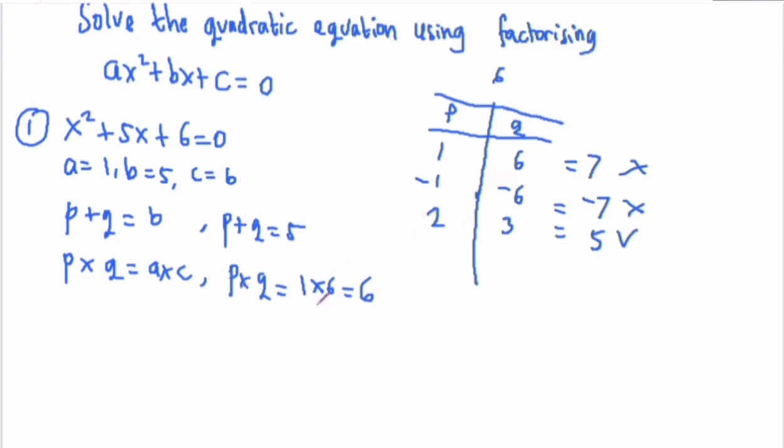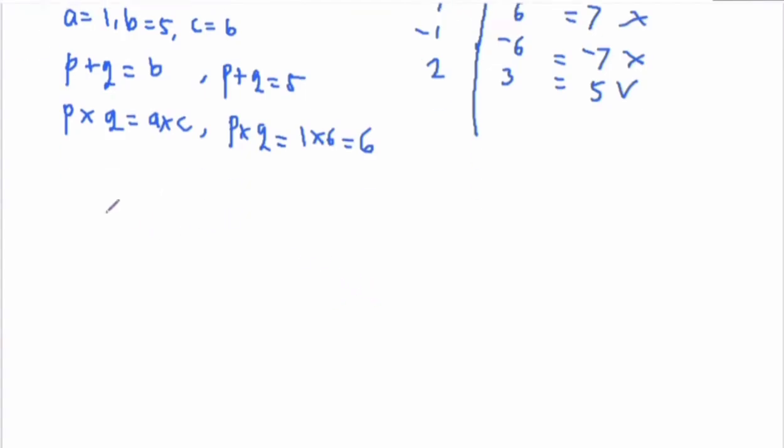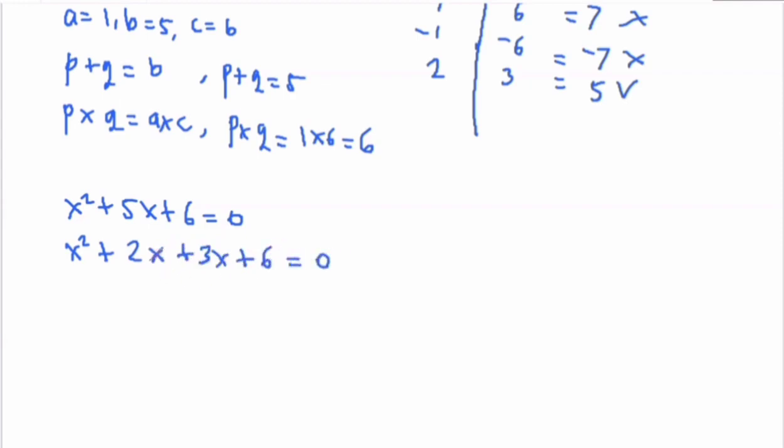After that, from the equation x squared plus 5x plus 6 is equal to 0, with 2 and 3, we can change this equation to x squared plus 2x plus 3x plus 6 is equal to 0. We see here 2x plus 3x is 5x, so it doesn't change the question.